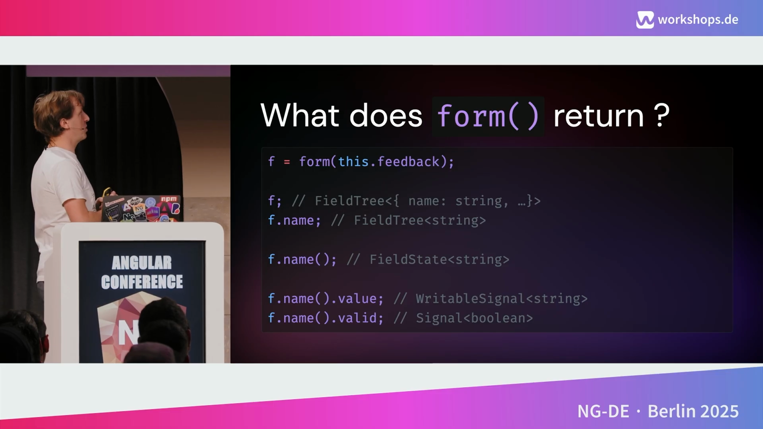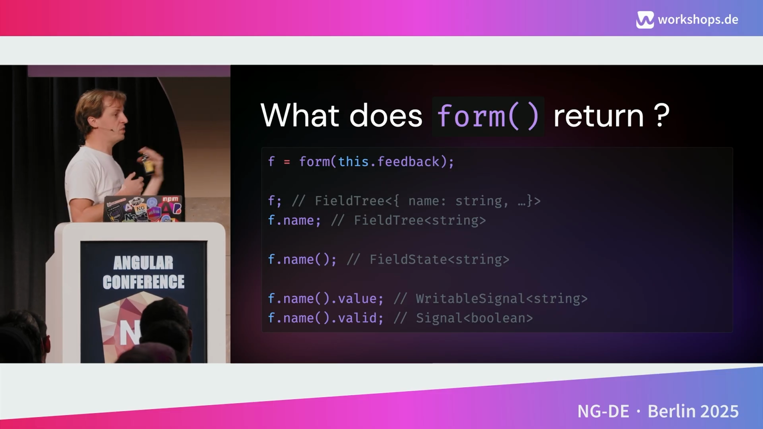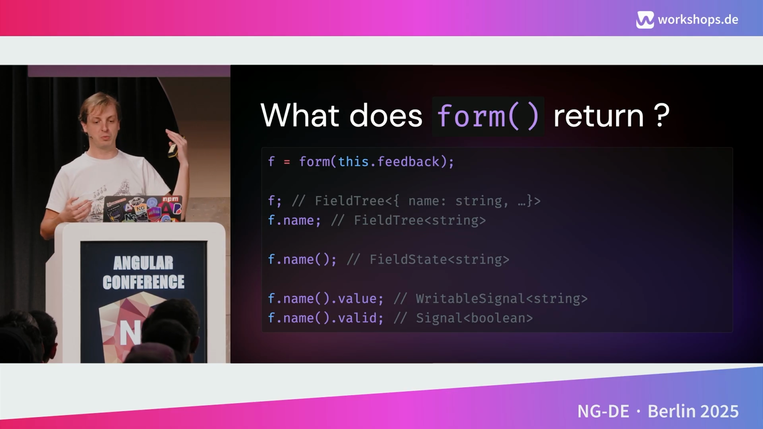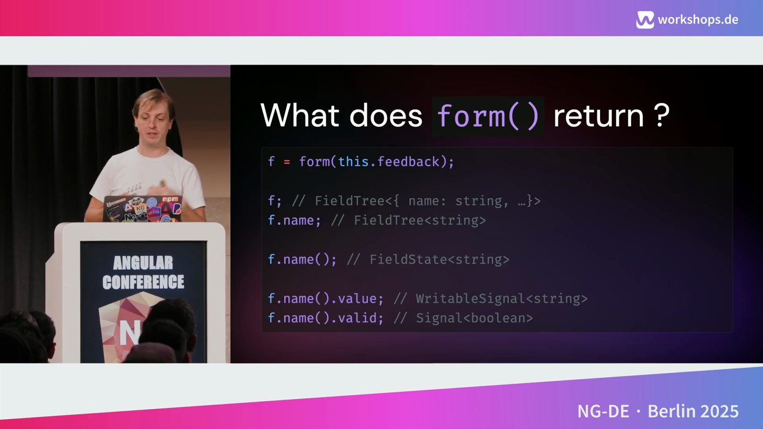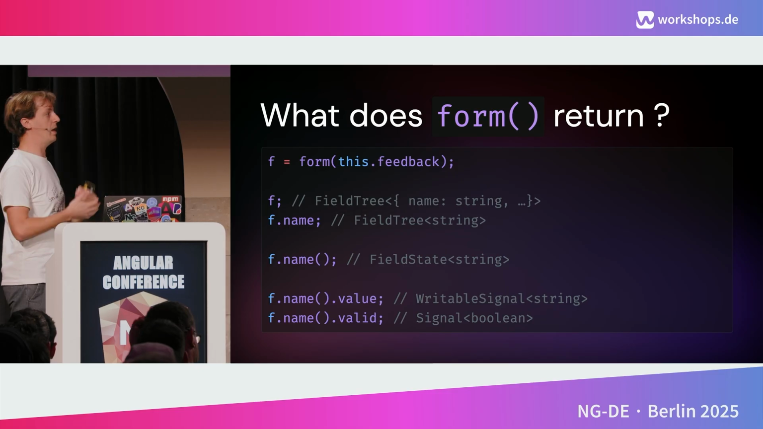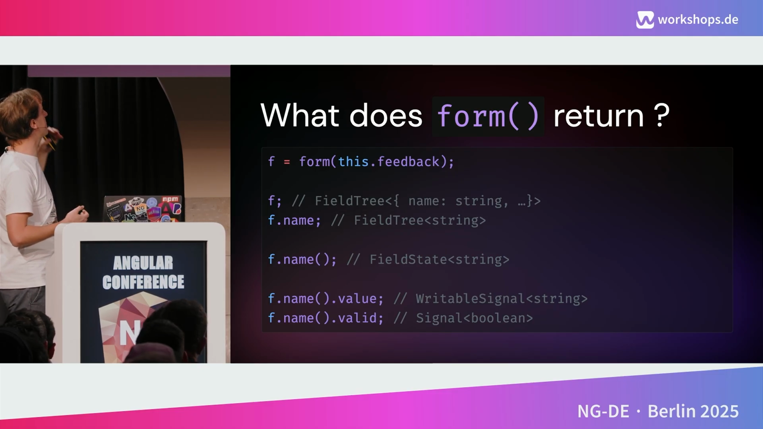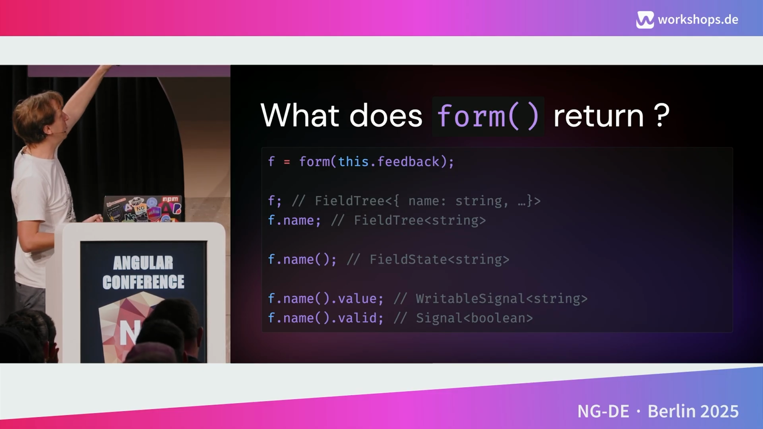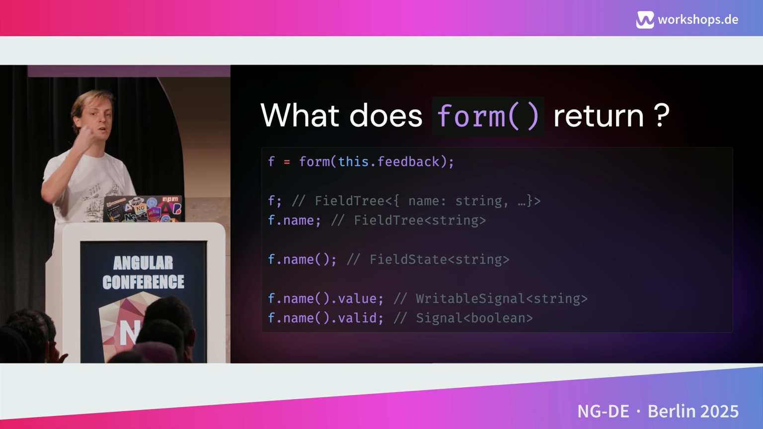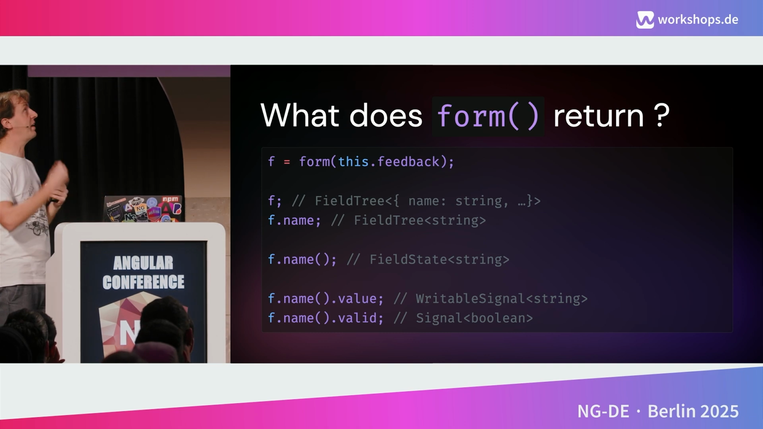What does that form object actually do? It gives you different access to different information. The form object, we call that a field tree today. It gives you access to the different fields of the form. Like I said, it is type safe. So you can access the name. It will say that the name, if you access it, is a string. We call that access a field tree. So that's a logical access to the data. It's not the data itself.